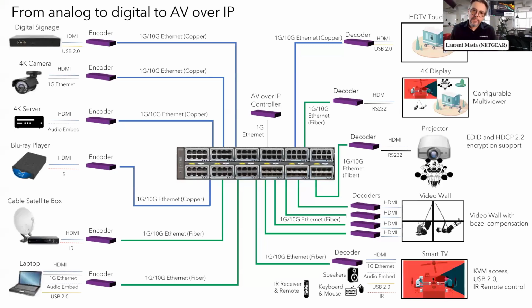We want to demo how to configure a network for AV over IP using the NETGEAR AV line switches. But it's better to start with a quick intro so that we can set the stage and understand where we are going. Okay, so what is AV over IP?